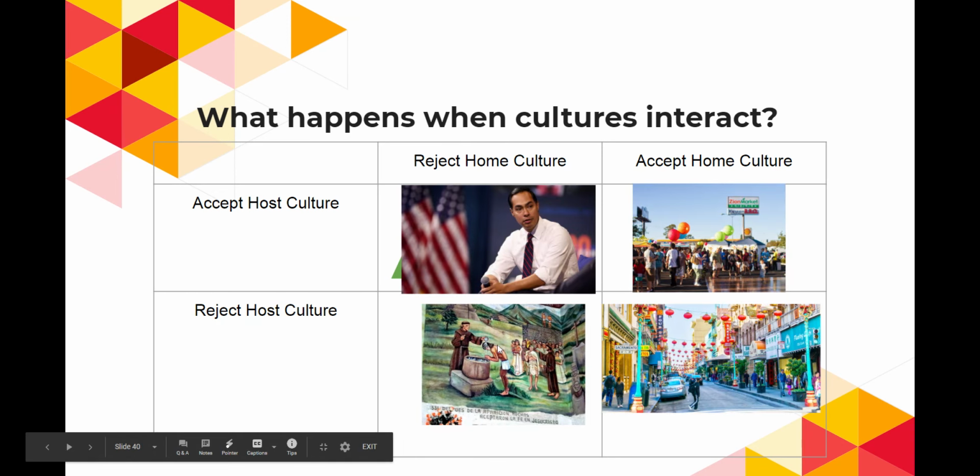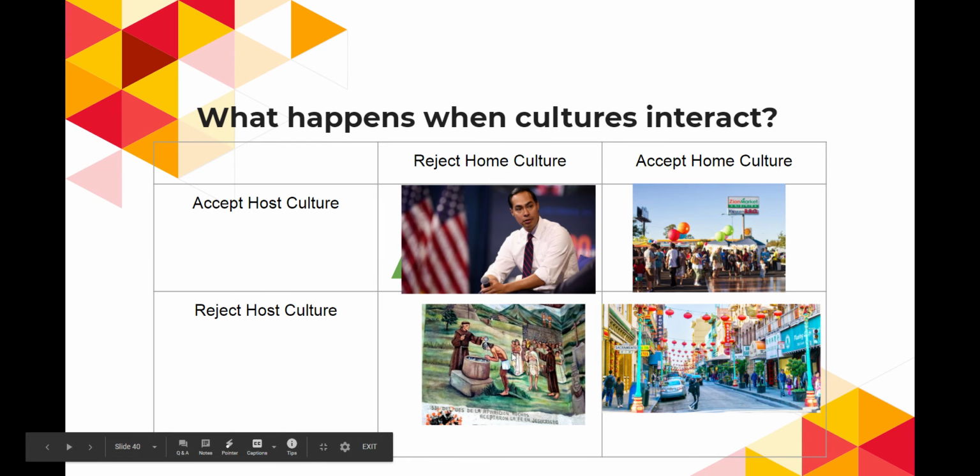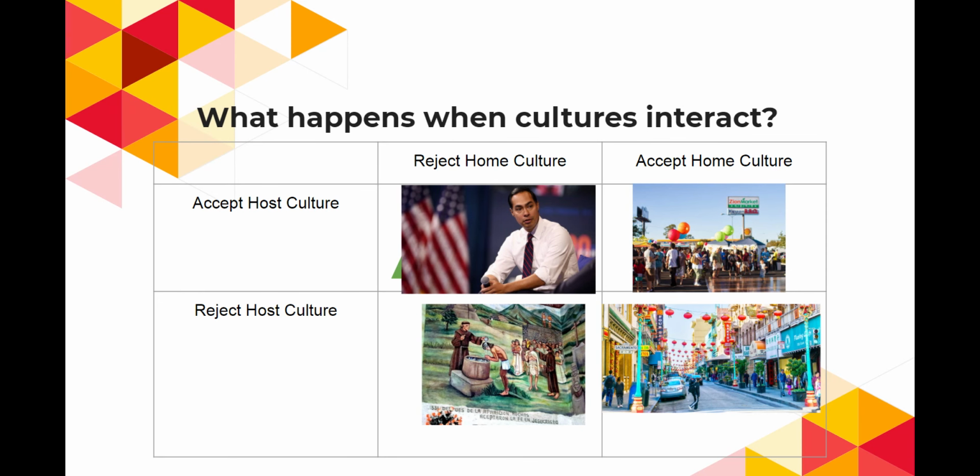The last one here is when you're rejecting both of them. A good example of that is the forced conversion of the Aztecs. This is an image of that, obviously it's a painting. After Hernan Cortez and the conquistadors came and defeated the Aztec Empire, they forced those people to convert to Catholicism, to convert to Christianity, so they could no longer celebrate their traditional Aztec culture. And since they were forced to convert, they probably weren't too happy with their new culture either. We call that marginalization. Not a very good situation there.